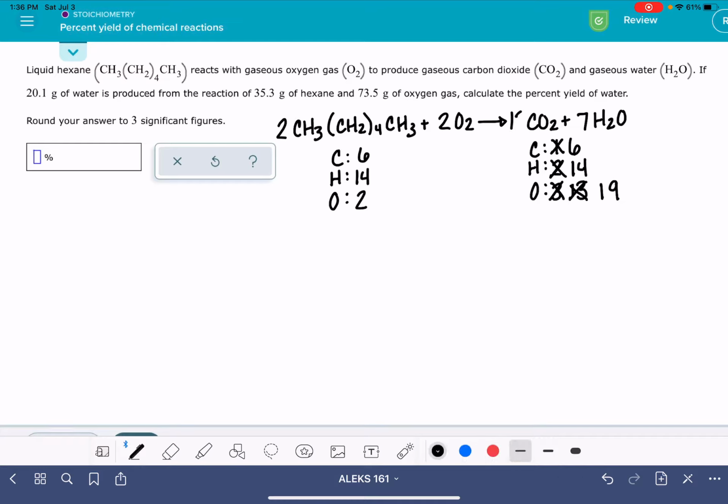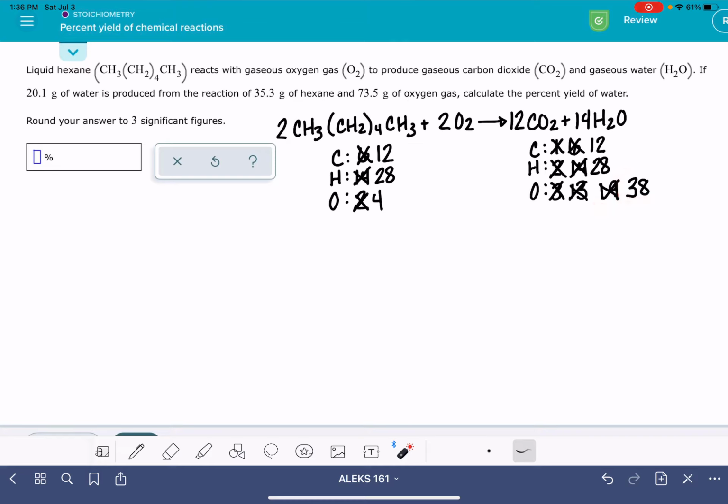So instead of 6 here, I have 12. Instead of 7, I have 14. And then also, we have to double all of these. So instead of 6, I have 12. Instead of 14, I have 28. Instead of 2, I have 4. This is 12, this is 28, and 19 times 2 is 38. So by doubling everything, that takes that odd number and turns it into an even number.